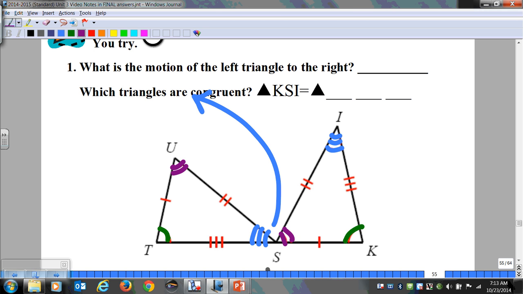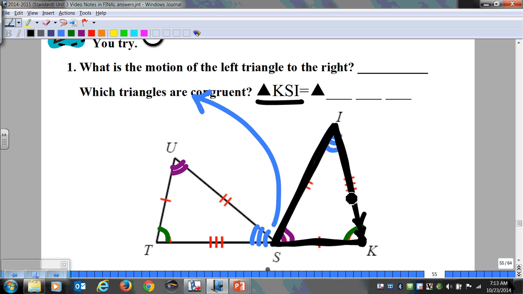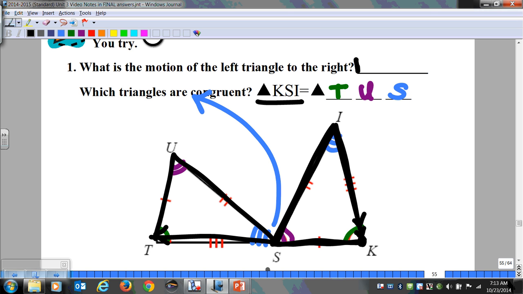So watch carefully. K, S, I. Triangle KSI. So look what we're doing. KSI. Trace it with me. Do it again. KSI. That single, double, triple corresponds to triangle T, U, S. Single, double, triple. This is rotation.